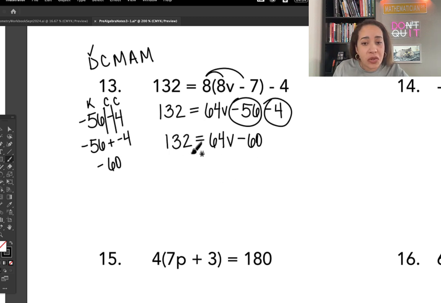So now I'm down to a two-step equation. I see multiplication and I see subtraction. I know that we undo addition and subtraction before we undo multiplication and division. So I'm going to cancel out this subtraction by adding 60 to both sides. Now on the left side, 132 plus 60 is 192. And on the right side, I still have my 64v.